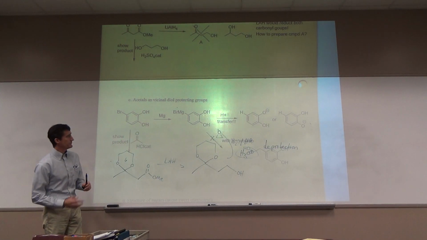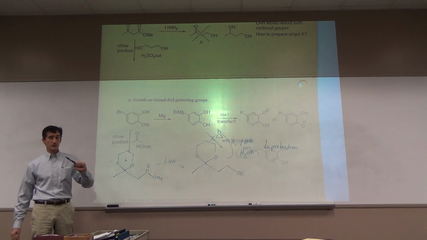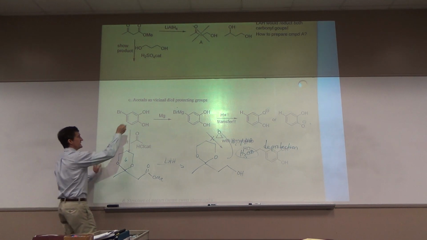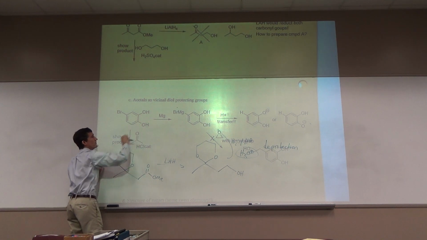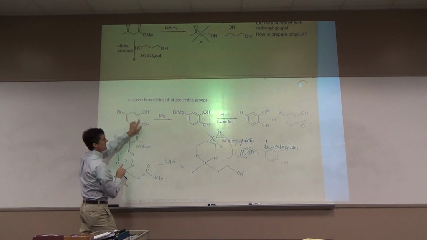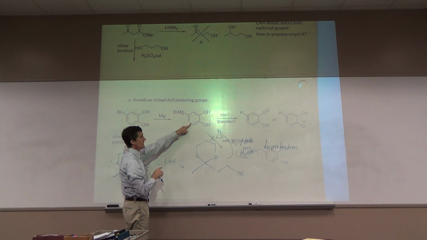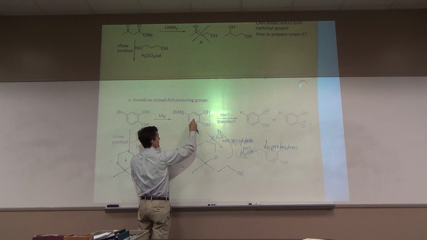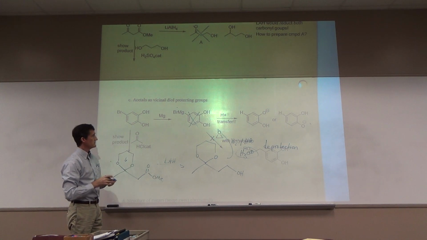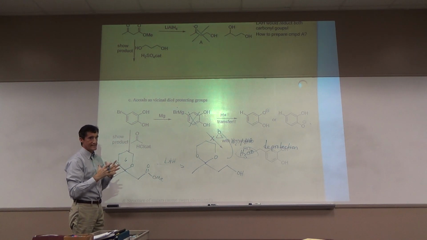Acetals can also be protecting groups for diols, because the diol is the other starting material to make the acetal. For example, if you have this diol, it's a diphenol, and you want to make a Grignard over here, the problem is this Grignard is no good. You cannot make this Grignard, because as soon as you make it, it's dead.